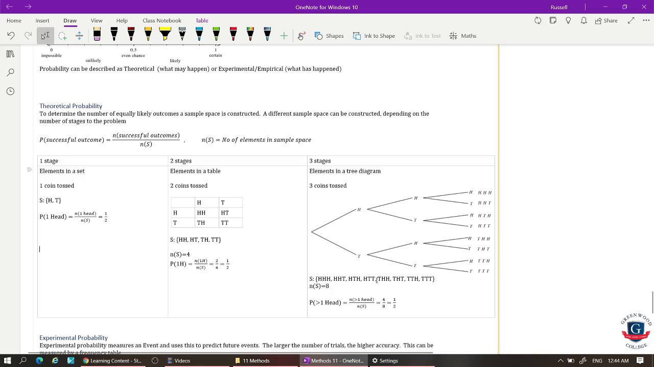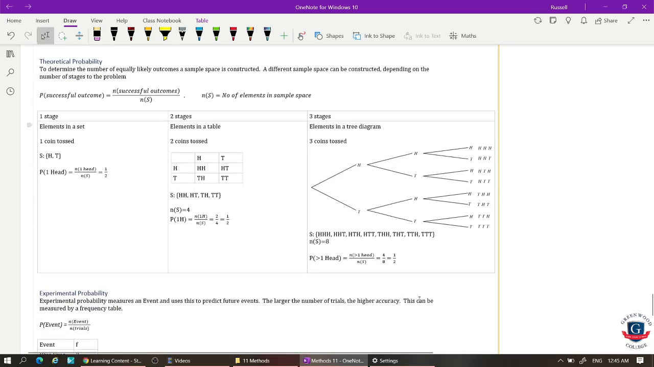There are 8 different possible outcomes from 3 coin tosses, and from that we can count how many of them have more than 1 head. So there's 1 there, there's 1 there, there's 1 there, 1, 2, 3, 4 out of our 8 options, which gives us a probability of a half.